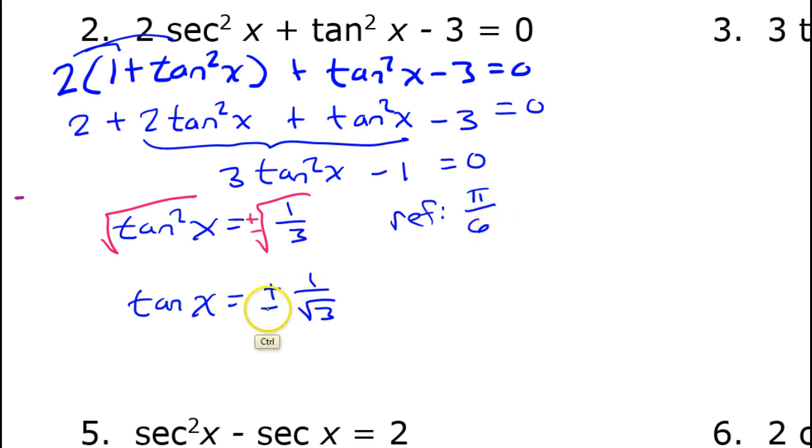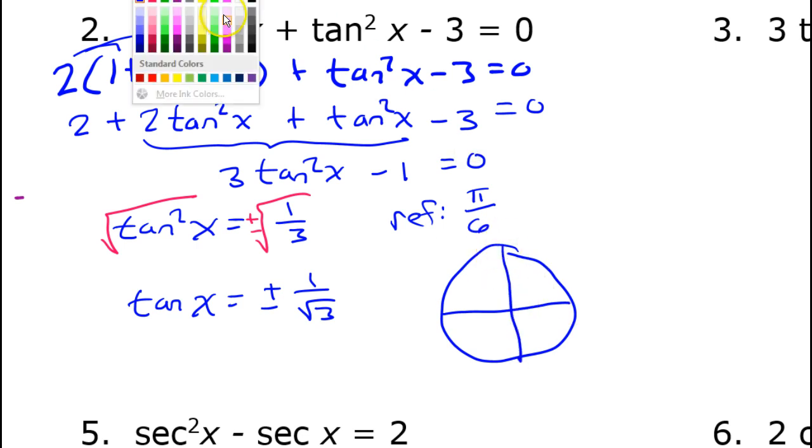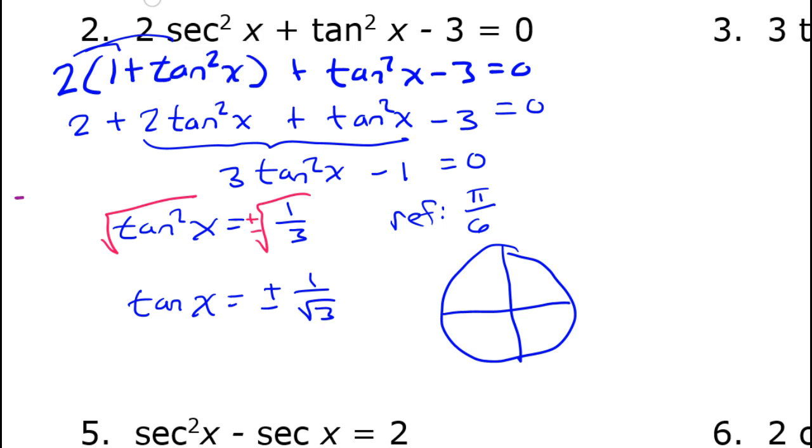Because we want the positive values and the negative values, we want all 4 angles. All 4 quadrants will be good. So you should not have to draw this out the way I'm doing. This is just for instructional purposes. But here's where all the pi, here are multiples of pi over 6.